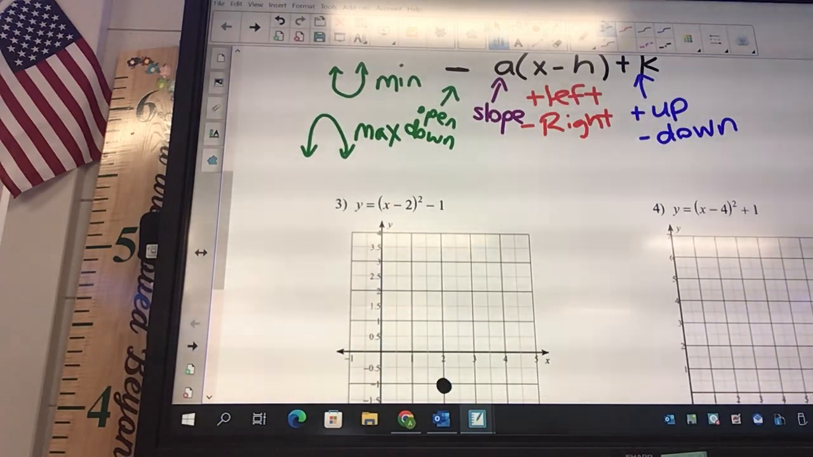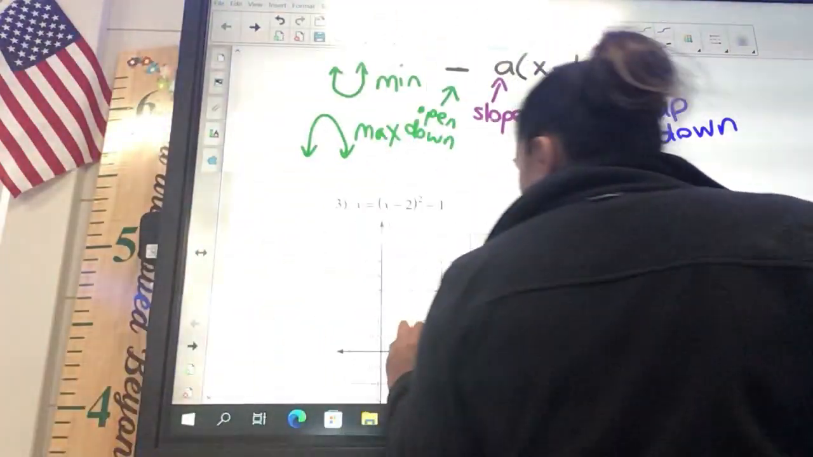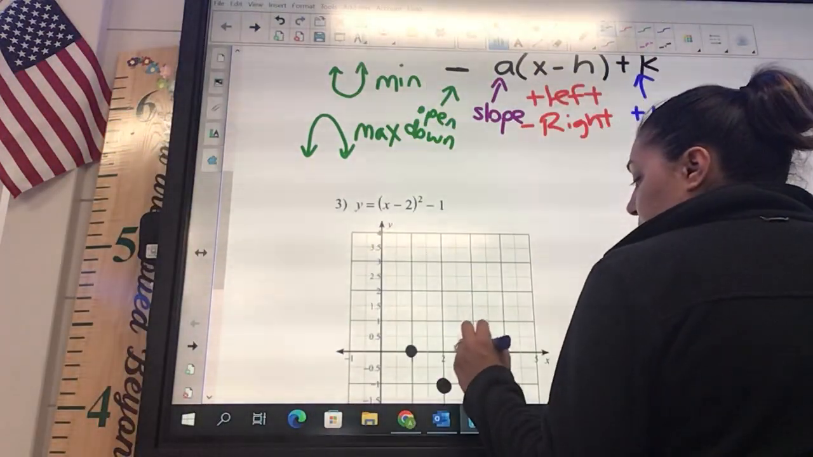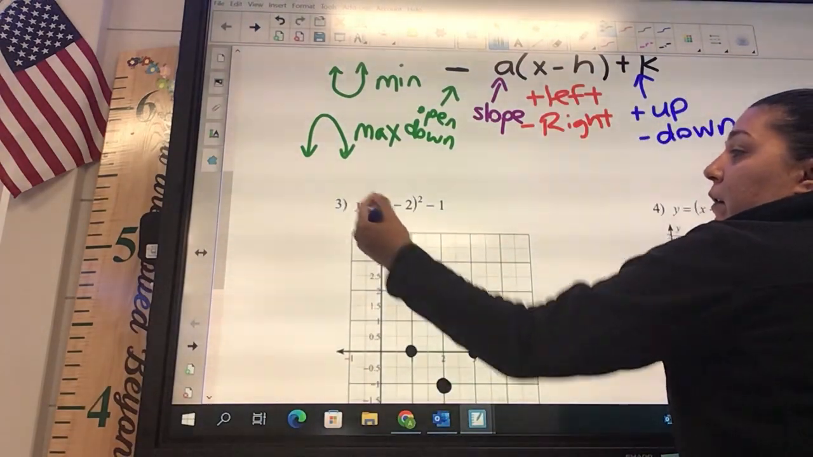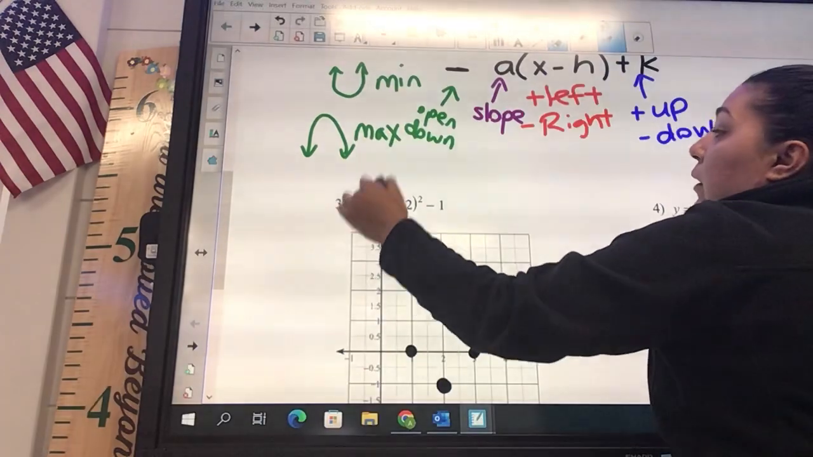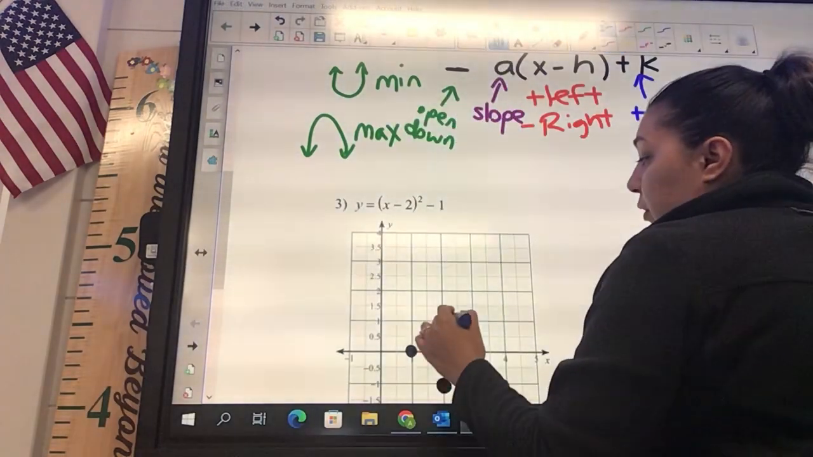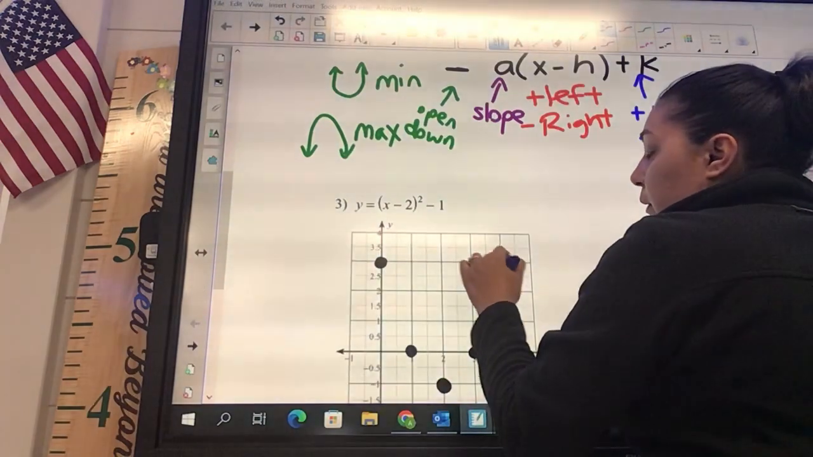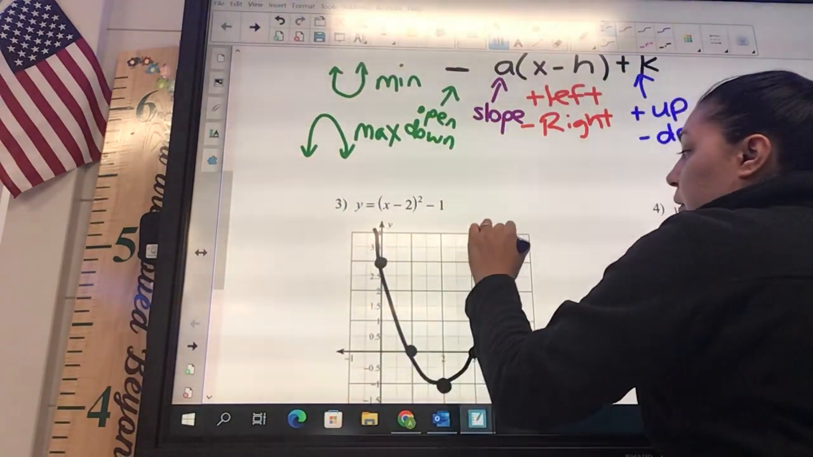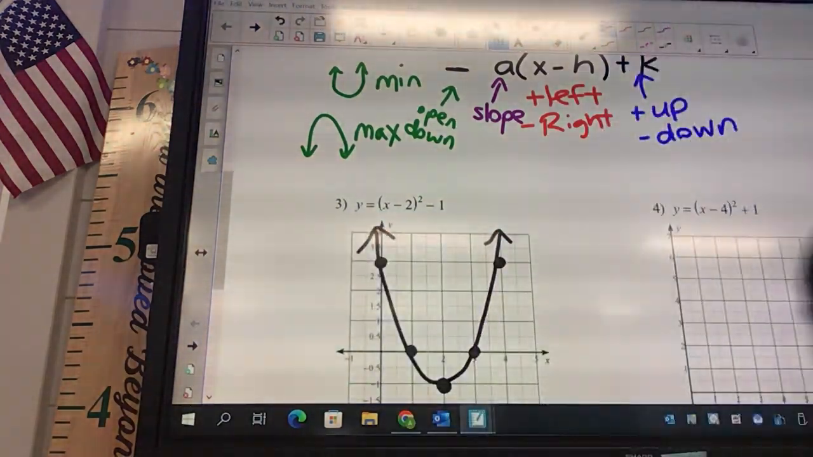From there, we're going to go up 1 over 1. If there's a minus right here, you can't go down anyway. 1, 2, 3, 4 over 2. Okay, so there's our graph.